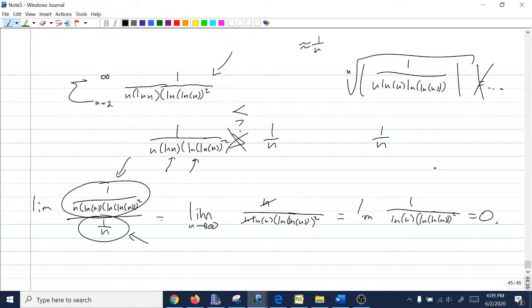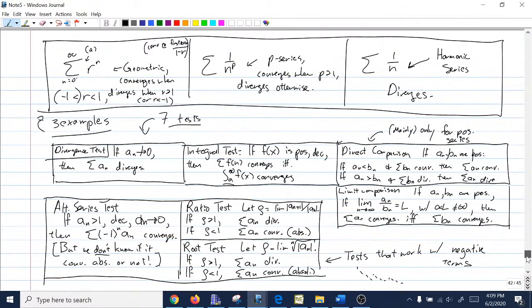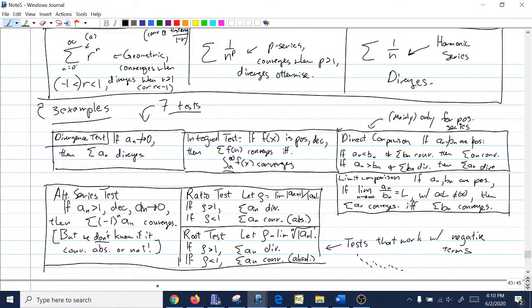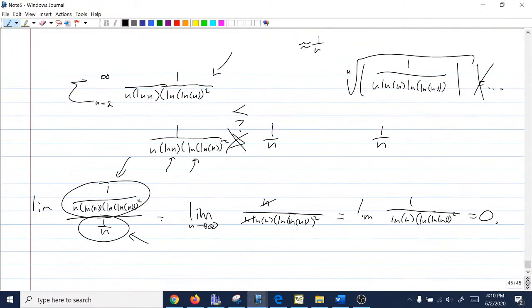What else can we do? If I go back to my list of tests, what haven't we tried? Ratio test, root test don't look like they work. Alternating series test, this thing's not alternating. Log n is eventually positive, so that's not going to do anything for me. The only thing we haven't tried is the integral test. The divergence test doesn't work, because the terms do actually go to 0. I guess we can still try limit and direct comparison with other series that we understand. But I don't have any really good potentials, so we're going to try the integral test.